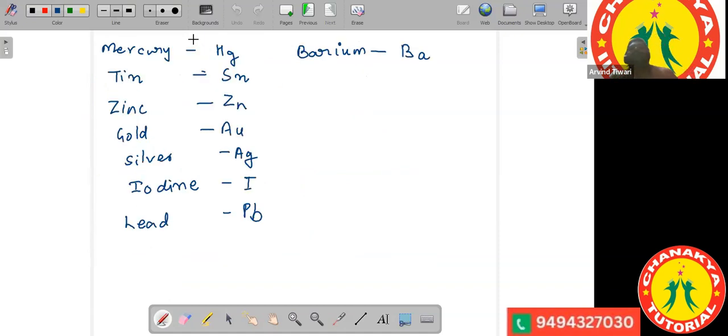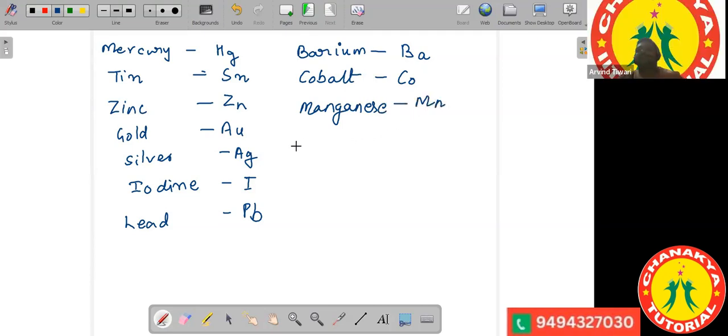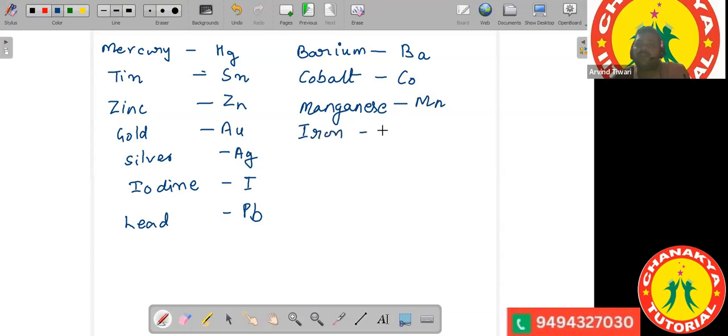Okay. So, barium. Its symbol is Ba. Cobalt. What is the symbol for cobalt? Cobalt, Co. Anyone who knows the symbol of manganese? It's Mn. Manganese is Mn, and Mg is magnesium. Okay. Iron? Fe. Okay, so iron has the symbol Fe. Its other name is ferrum. The Latin name is ferrum.